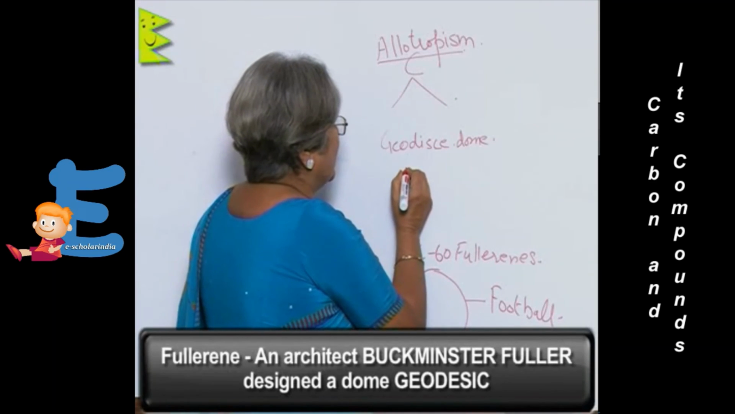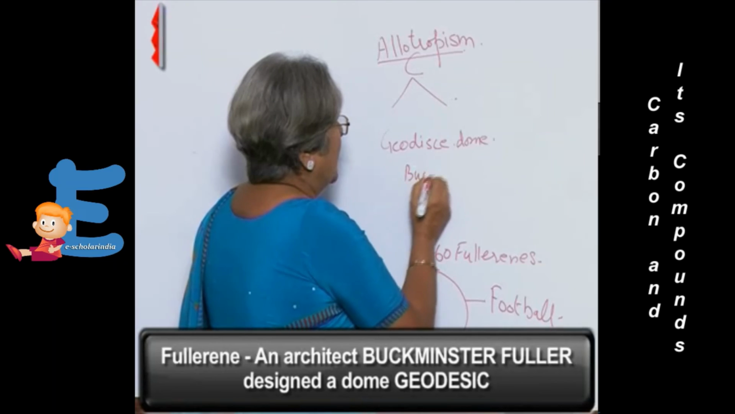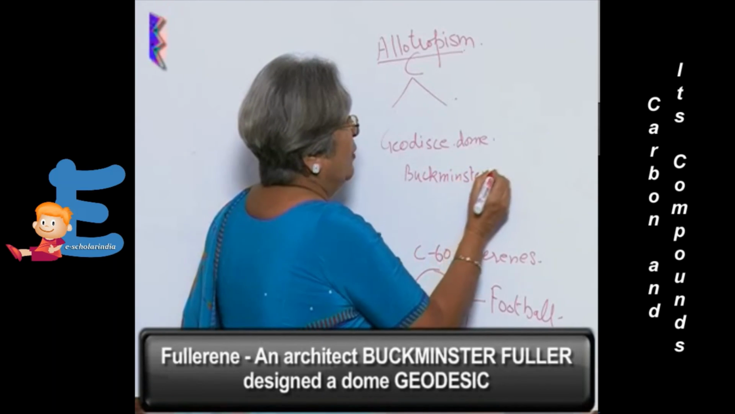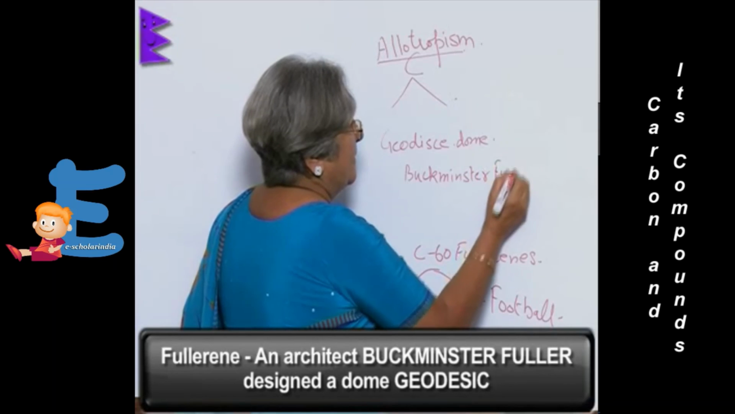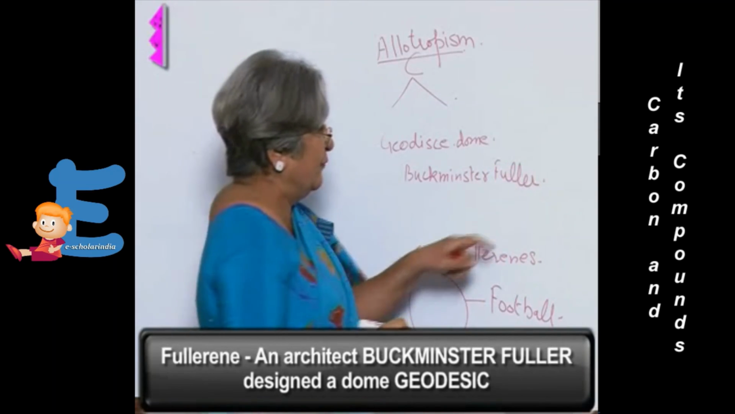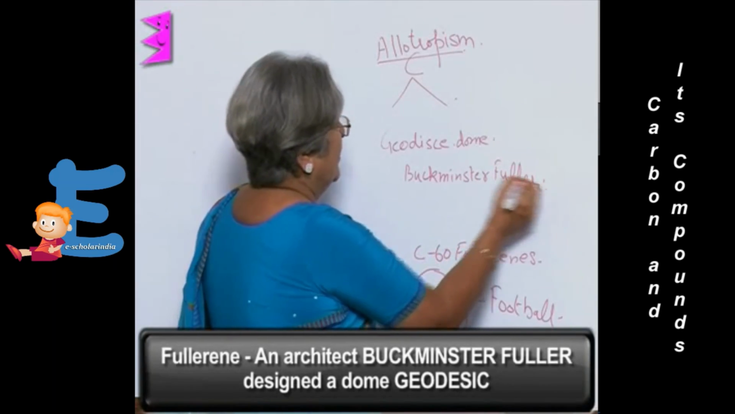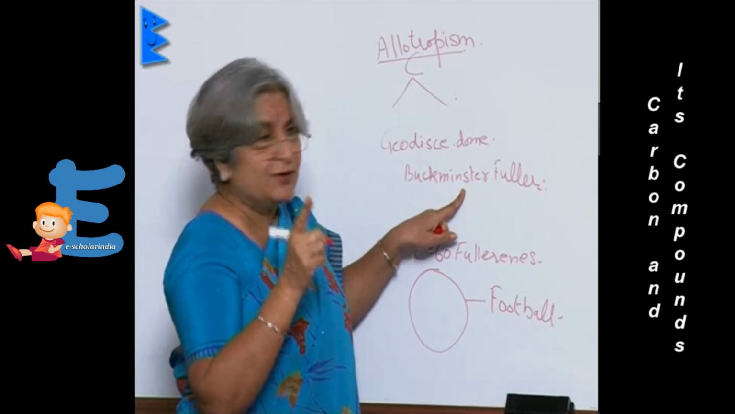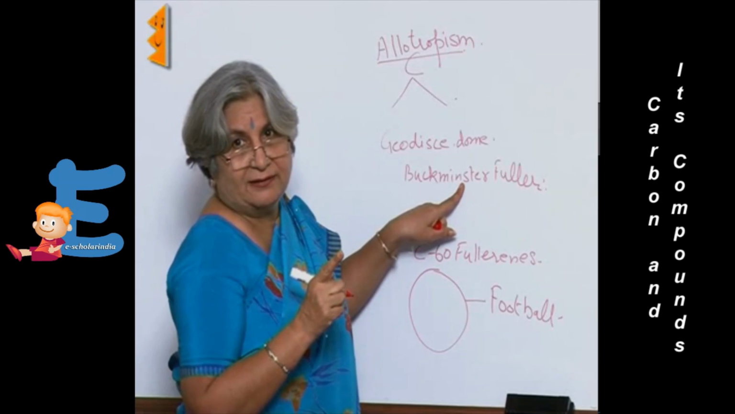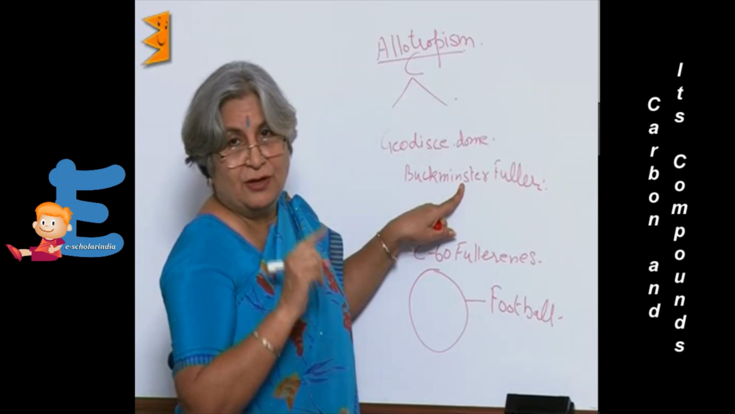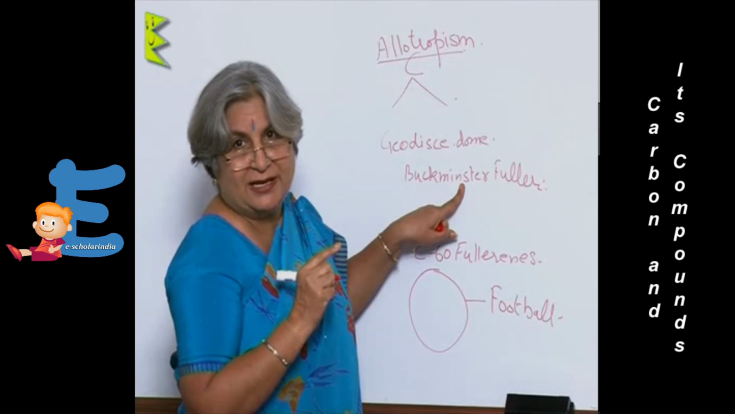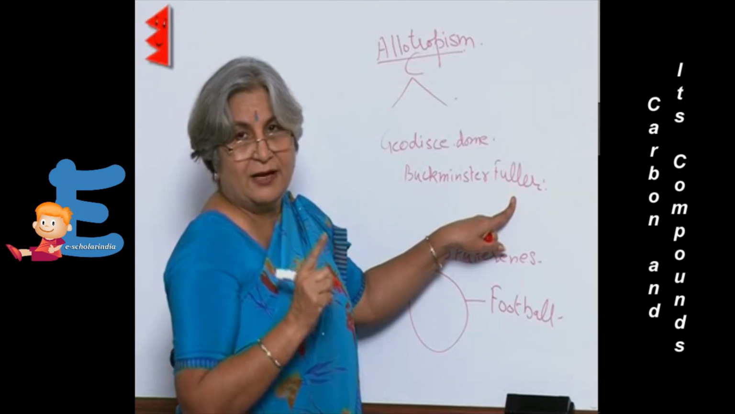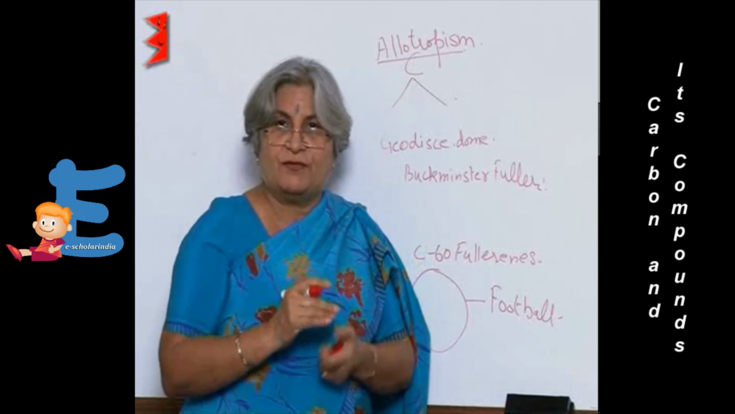There was an architect called Buckminster Fuller. So the word fullerenes is from Fuller. Now remember, it's minster, not minister. So I is not after N. There is a tendency to get confused about such spellings. So remember, it is Buckminsterfullerene. And on his name, this new form of carbon was named.